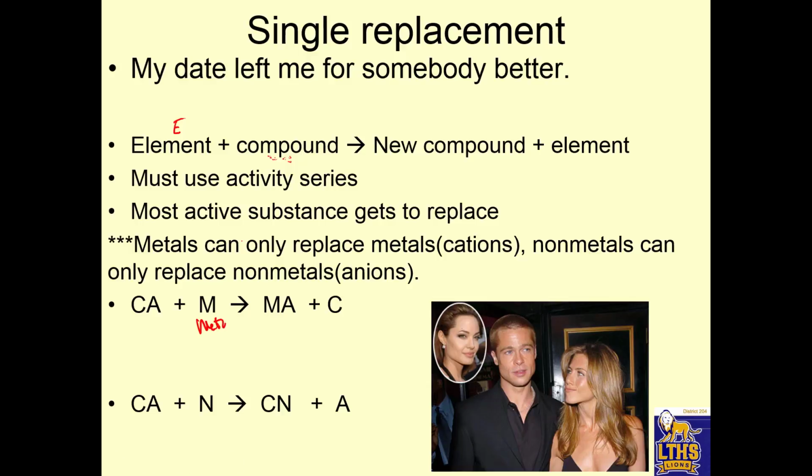So if this is your metal, then it can only kick out the metal part of the compound, which is the cation. And so look, it got kicked out. All right. If this is a non-metal, it can only kick out the non-metal or anion part of the compound. So look, the anion gets kicked out. All right. Here's a little soap opera, or well, I guess real life soap opera. So we have an element and a compound, and then Angelina getting kicked out, Jen, but we all know what happens in the end of that one.